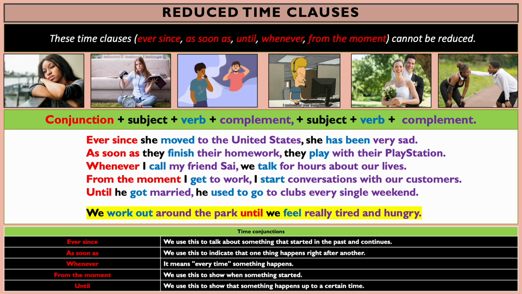For the last example, we work out around the park until we feel really tired and hungry. In this case, we are using the connector or the conjunction in the middle. It's possible to use these connectors or conjunctions in the middle, and that's why I gave you the last example. The last example is using the connector in the middle, but you can use the connector at the beginning of the sentence. You can say, until we feel really tired and hungry, we work out around the park. Or, we work out around the park until we feel really tired and hungry. So the connector can be at the beginning of the sentence or in the middle. If you use the connector in the middle, you don't need a comma to divide the two parts of the sentence.